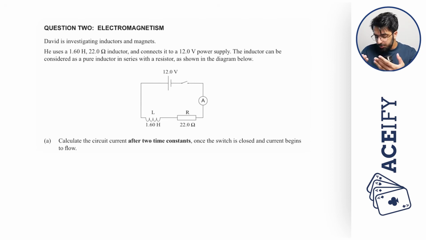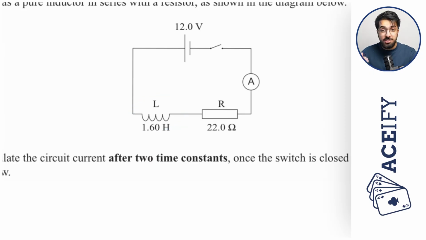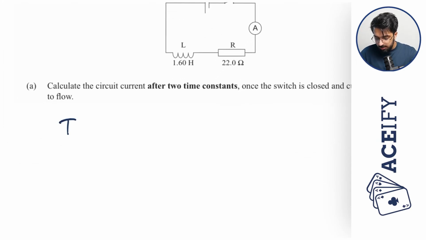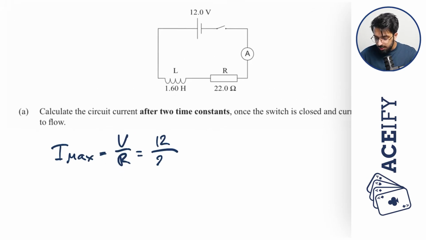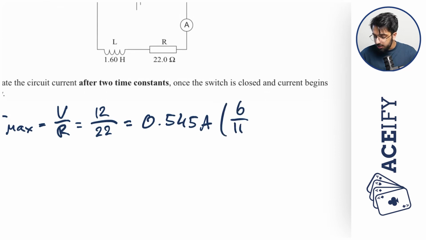Alright, so the way we would do this is we would first find our max current. And our max current happens when our inductor is no longer producing a back EMF, and our inductor acts like an ideal wire, okay? And so therefore, we would have Imax is equal to our voltage all over our resistance, okay? And our voltage is given as 12 volts, and our resistor is given as 22 ohms. And so therefore, this gives a max current of 0.545 amps, okay? And this is also equal to 6 all over 11, okay? So I'm going to use this value to keep whole values for my calculations.